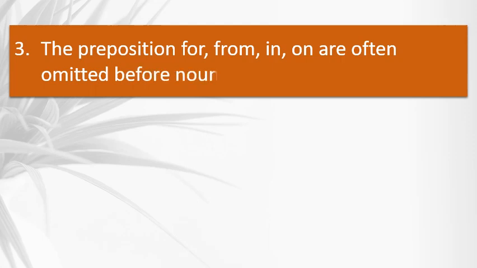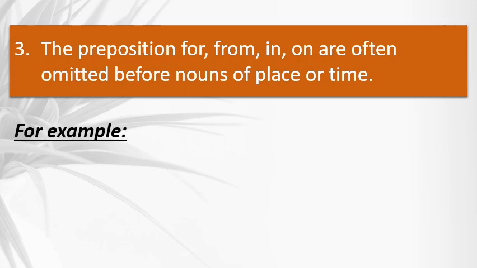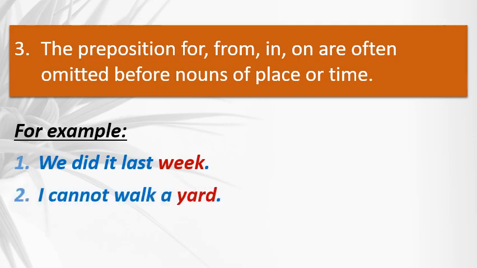Now let's see rule number 3. The prepositions for, from, in, on are often omitted before nouns of place or time. To clarify it, let's see some examples. Number 1. We did it last week. As you can see, week is showing time. Number 2. I cannot walk a yard. As you can see, the word yard is showing a noun of place. Number 3, wait a minute. The word minute is showing a noun of time.